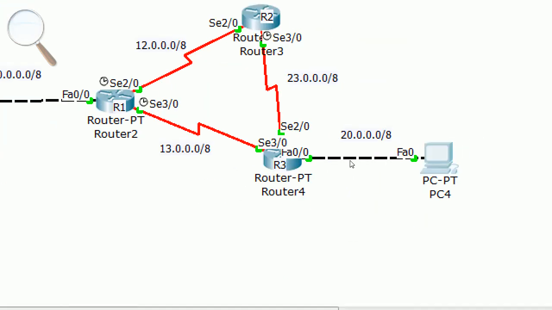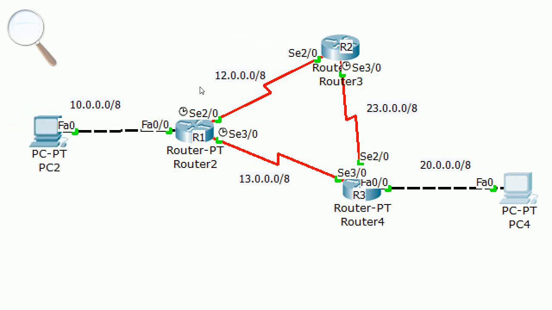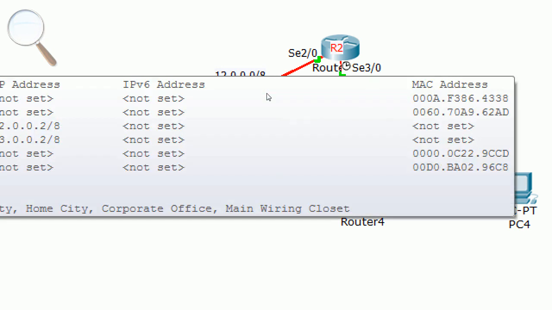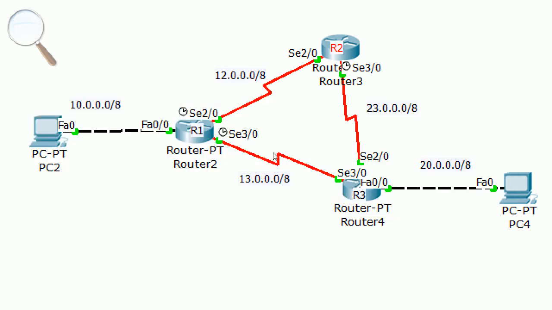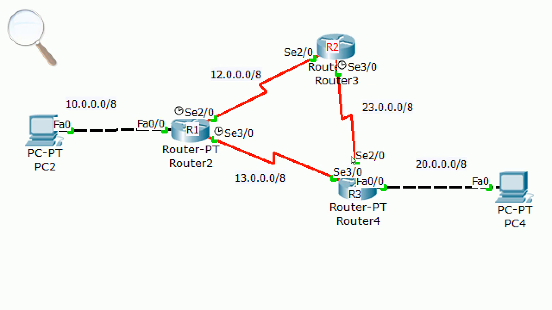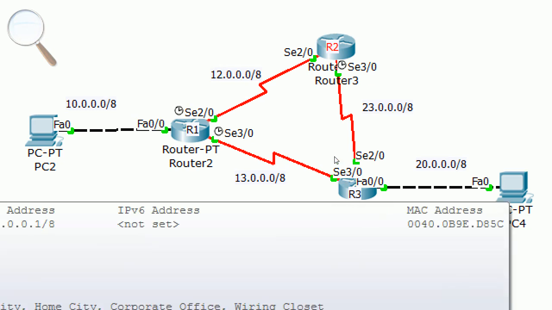Visible? Here IP is 12001 because it is R1. It is R2. Here IP is 12002. Here IP is 23002 because it is R2. It is R3. IP is 23003, 13003, 13001. Here IP is 20020, 20001. Fine. Here IP is 100010, 10001.